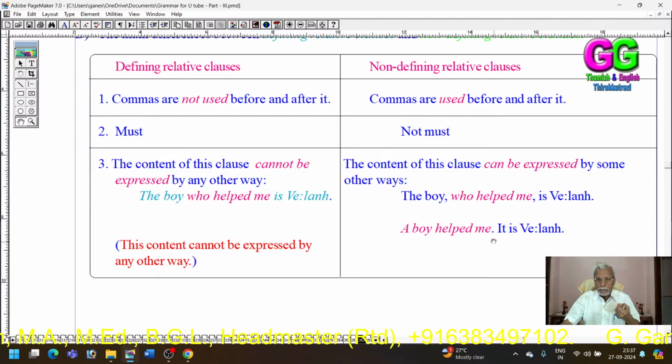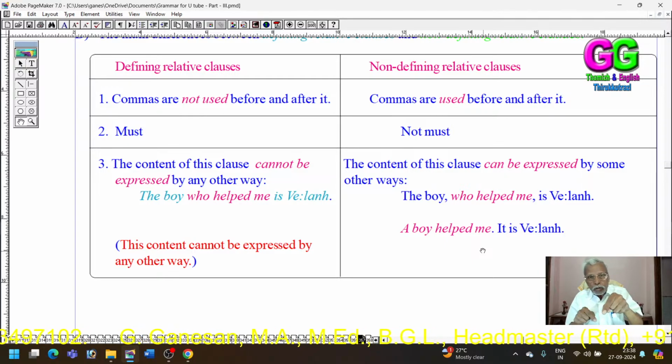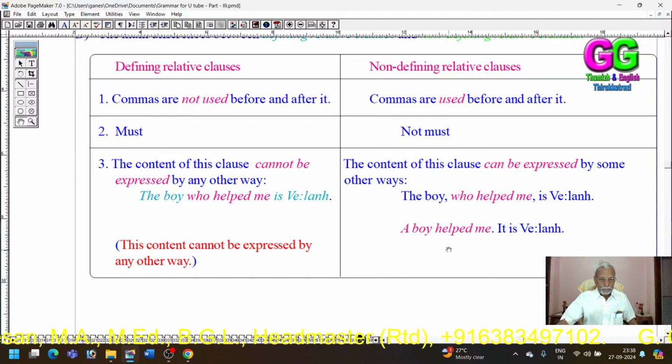That is, a boy helped me. It is Vali. A boy helped me. His name is Vali. So it could be: a boy helped me, and his name is Vali. So what can be expressed through a defining relative clause cannot be expressed in any other way. But what can be expressed through a non-defining relative clause can be expressed in some other ways. That's all.